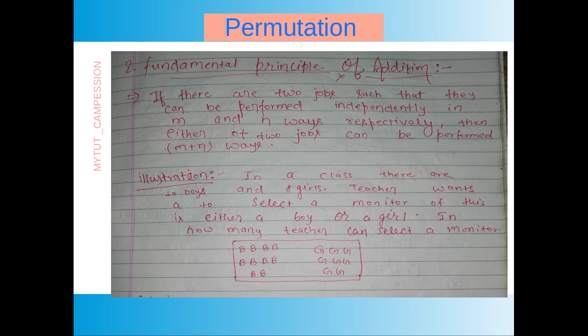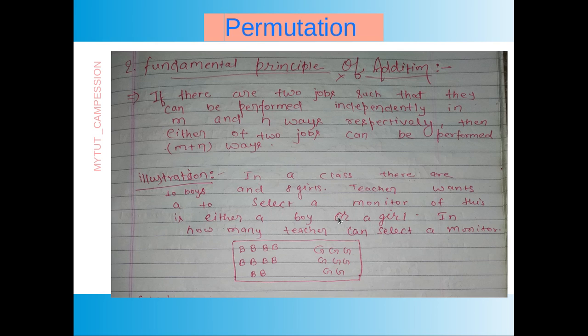If you don't understand this statement, I will explain it with an illustration. Let's suppose in a class there are 10 boys and 8 girls, similar to the previous illustration. The teacher wants to select a monitor. In the previous illustration, the teacher wanted to select a girl monitor and a boy monitor. Now the teacher wants to select a monitor of this class who is either a boy or a girl.